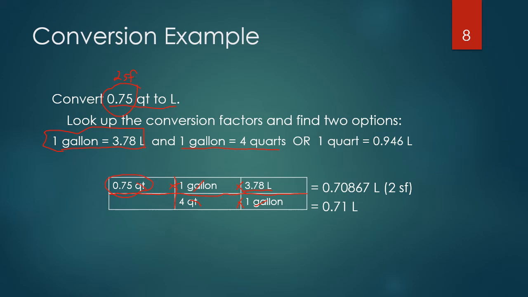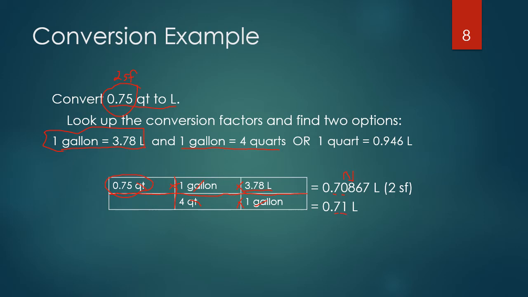our answer. So to do 2 significant figures, start counting at the 7, and the 0 is going to be your second significant figure. Look to the number next to it. It is an 8, so we're going to round up to 0.71.